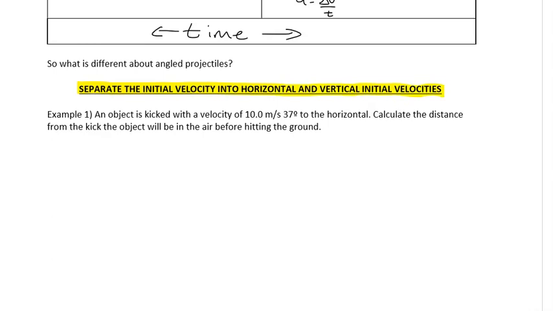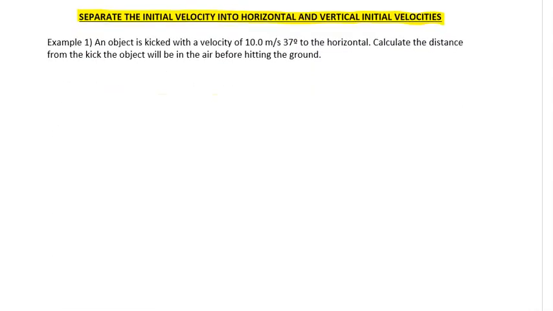So let's take a look at an example here. An object is kicked with a velocity of 10 meters per second, 37 degrees to the horizontal, and we're calculating the distance the object will be in the air before hitting the ground. And so this is coming like this. Our angle is 37 degrees, and we're starting off at 10 meters per second. We want to find this distance, and that's really all we got.